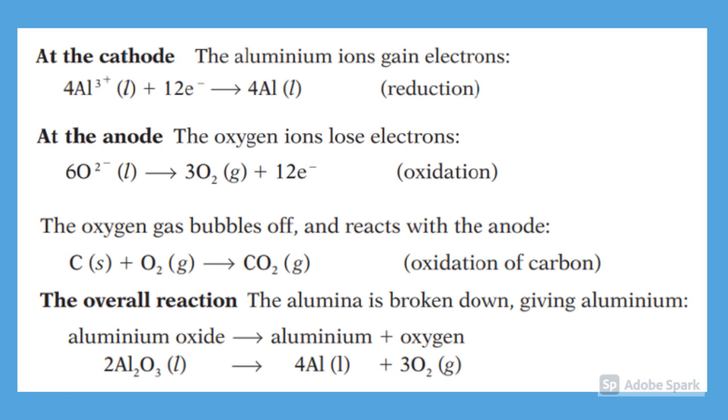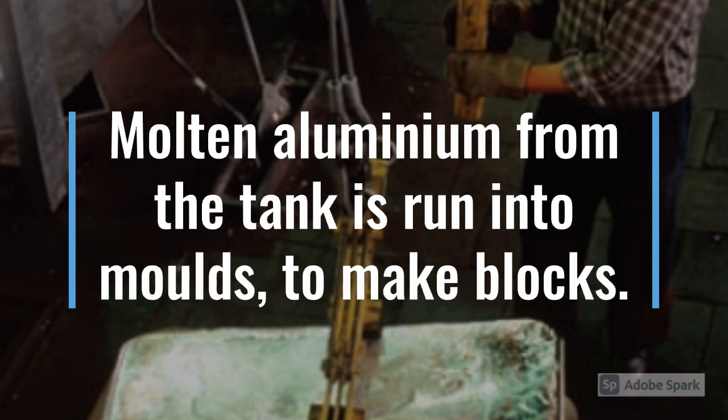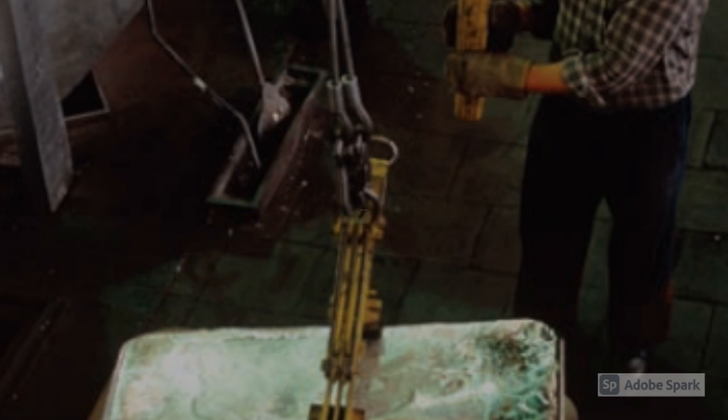Overall, the alumina is broken down, giving aluminium. The aluminium drops to the bottom of the cell as molten metal at the cathode, and this is run off at intervals. Some will be mixed with other metals to make alloys, and some is run into moulds to harden into blocks and sold on to other industries.